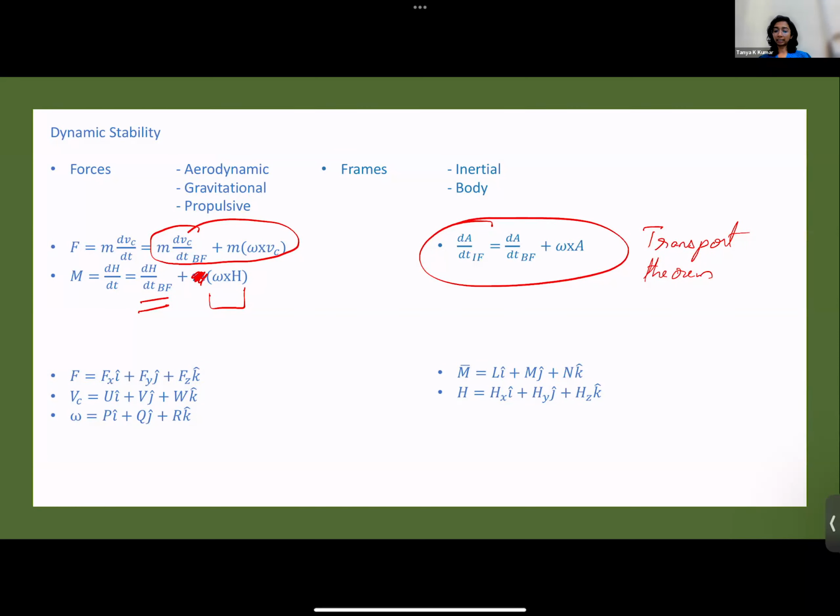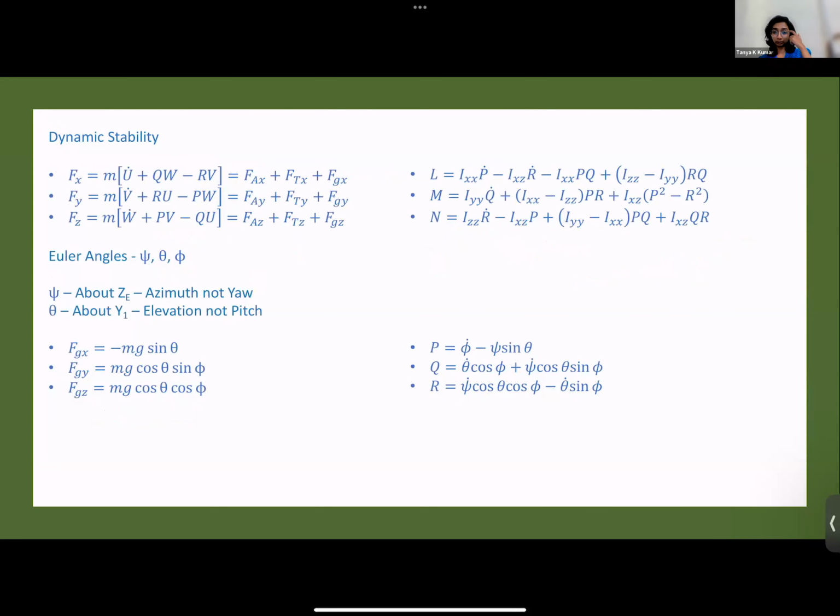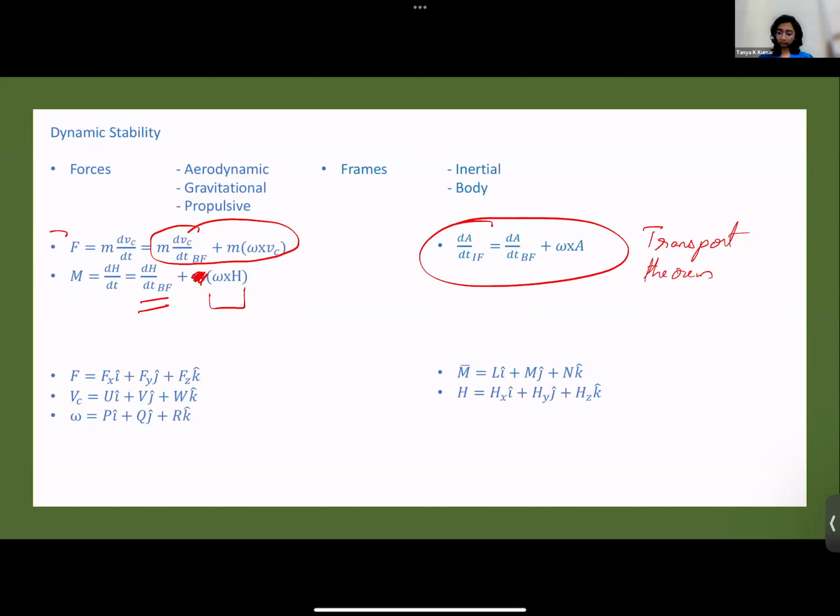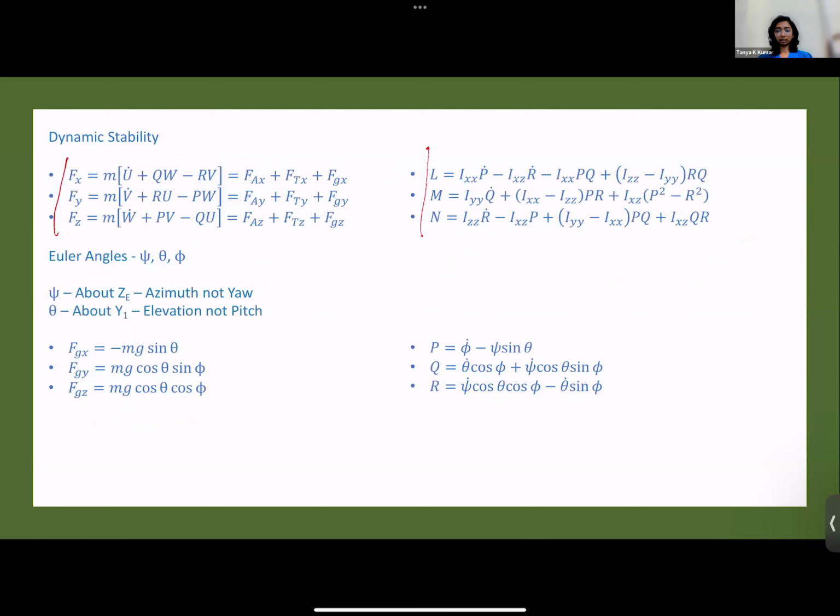Then we expanded these equations, each component, and we wrote down the 6 equations of motion for dynamic stability of an aircraft. That is forces and moments, the 3 forces and the 3 moments. Just expanding these 2 gives you these 6 equations. Each of those equations was a vectorial equation. It had 3 components. So the first equation had 3 forces, the second equation had 3 moments, which are given here.